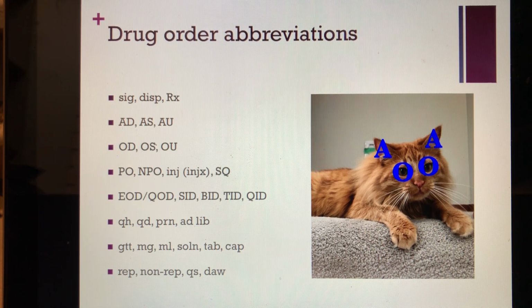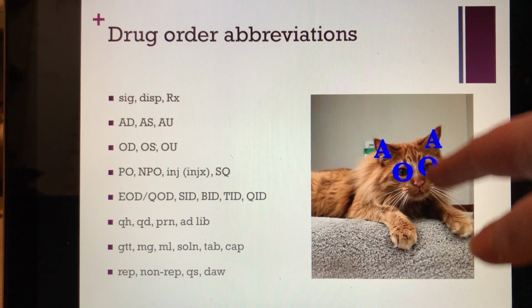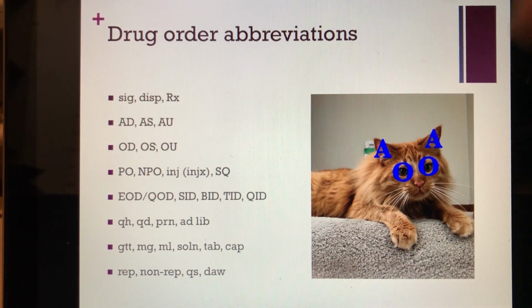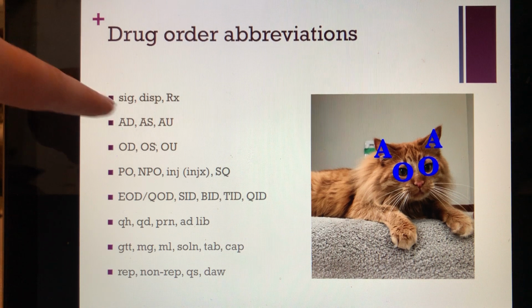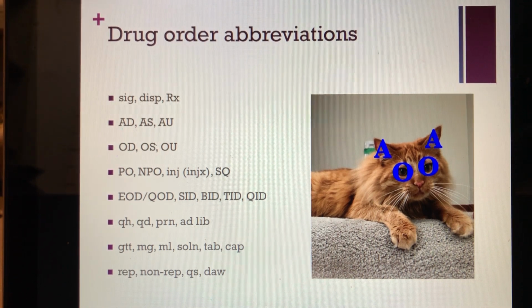And for U, I just remembered that if I connected the two of them, it would make a U, like drawing a loopy line between the two. So A is for ear, O is for eyes, D is right, S is left, U is both. So if a prescription label said to put 2 drops AD, that means 2 drops in the right ear.